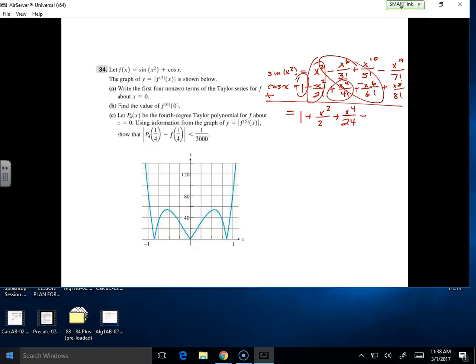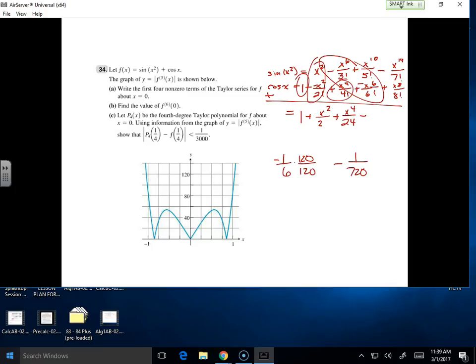How do you get to the bottom? 3 times 2 times 1 is 6. 6 times 5 times 4 times 3 times 2 times 1. 4 times 3 is 24, times 5 is 120, times 6 is 720. So I have negative 1/3 divided by 2, 1, 6, 0 on the bottom. 2, 1, 6.